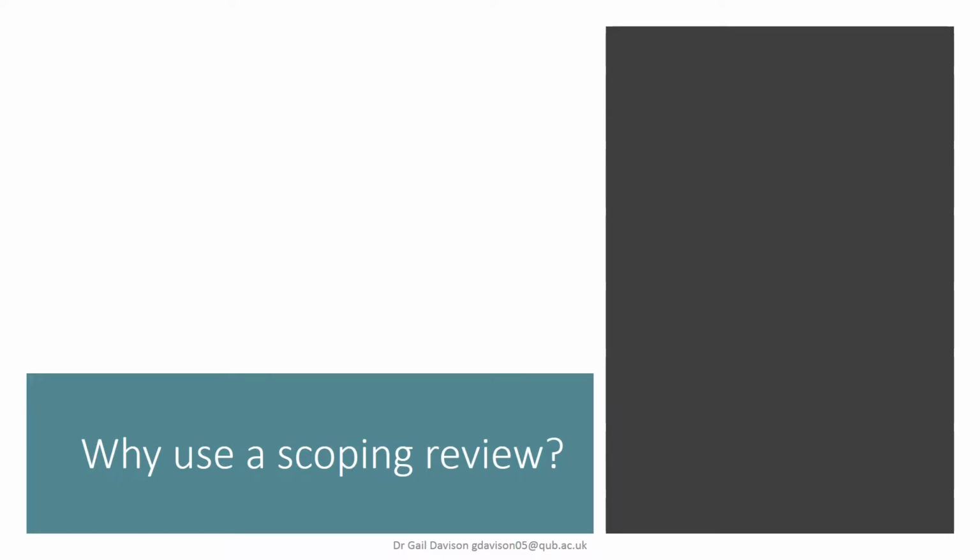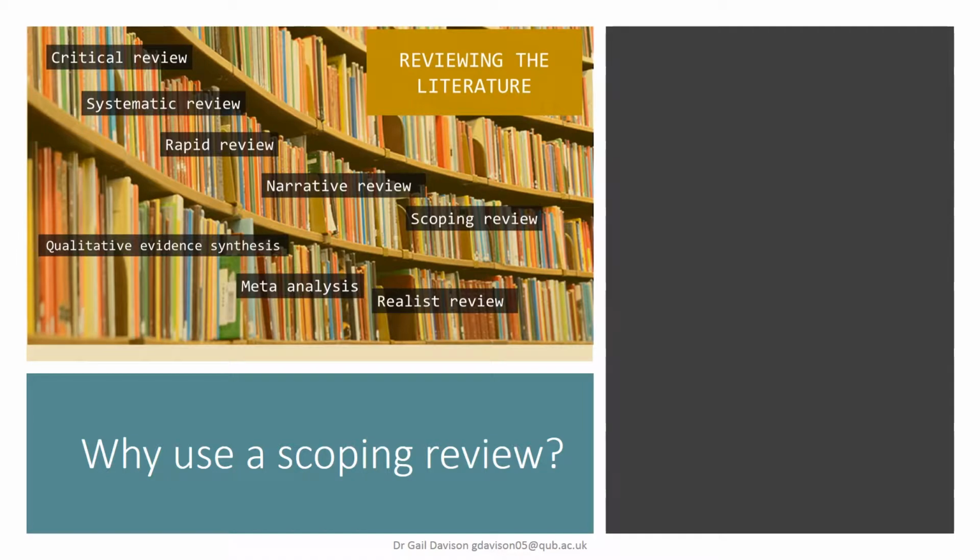So why should you use a scoping review? Well, a literature review is a form of secondary research where you're taking information that is already captured, usually by primary research. There are many different types of literature reviews and I'll not be able to go through all of them today, but what I will look at is the scoping review versus a systematic review.